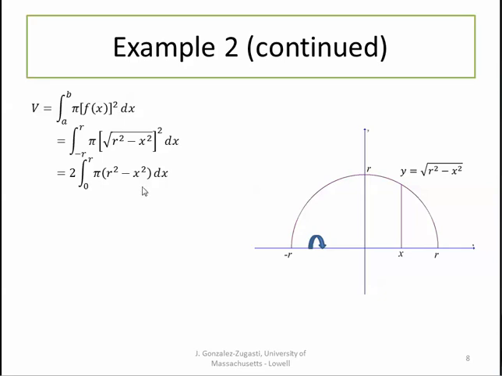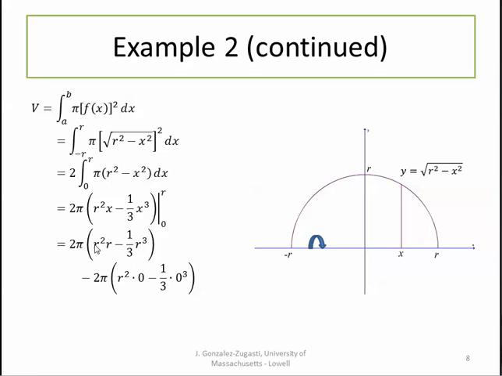Now, going from here to the next step, I can pull a pi out because it's constant, and then the antiderivative of r squared, well, r is a constant here, so the antiderivative is r squared x, and the antiderivative of x squared is 1/3 x cubed. So I'm going to take this and evaluate it from 0 to r. Just plugging in the appropriate values and doing the subtraction here, we find that the volume of a sphere of radius r is equal to 4/3 pi r cubed.